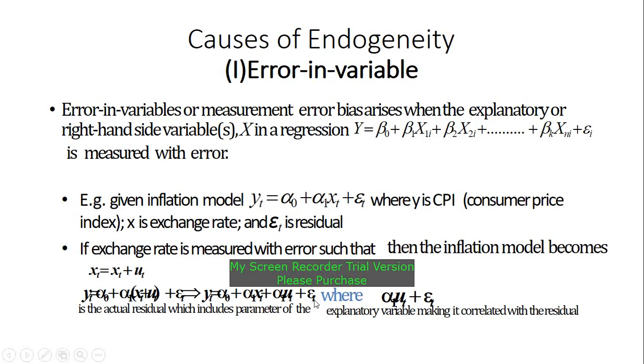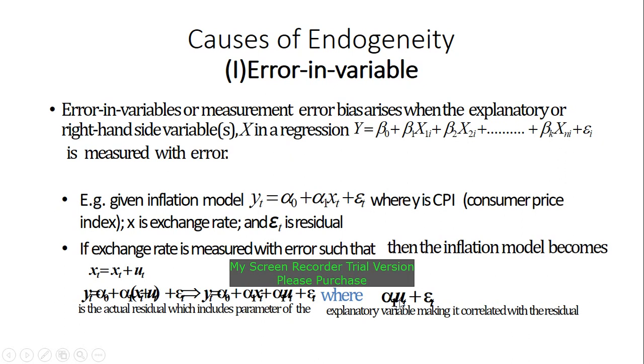Now, let me go back to our previous model, which is Yt equal to alpha naught plus alpha 1 Xt plus epsilon t. Our actual residual, or our actual error term here, was just epsilon t. But the unique thing we can find in our new inflation model is that our new actual residual includes a parameter. So this is our new actual residual, which is alpha 1 mu t plus epsilon t. So when we have a parameter in our actual residual, we see that the problem of endogeneity has arisen. So anytime we get a parameter in the actual residual, then we have the problem of endogeneity.